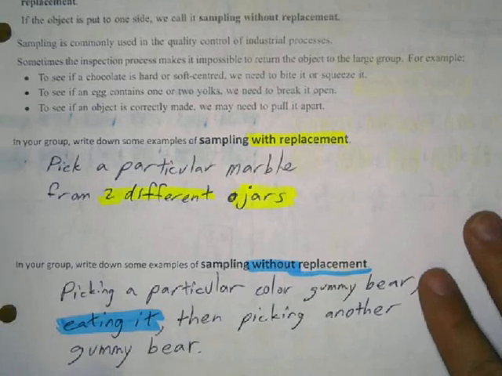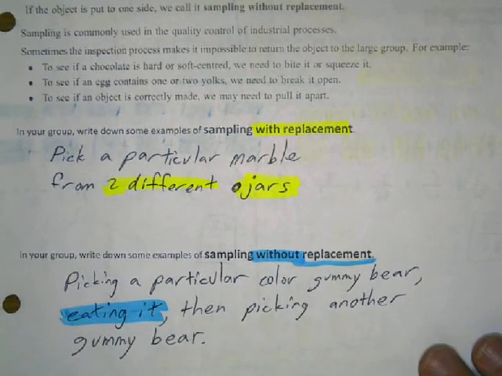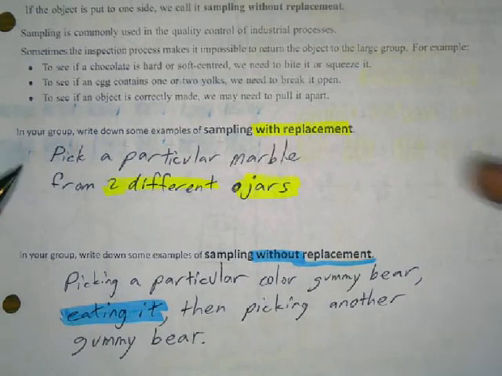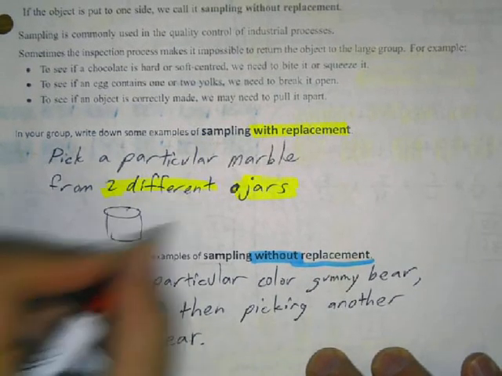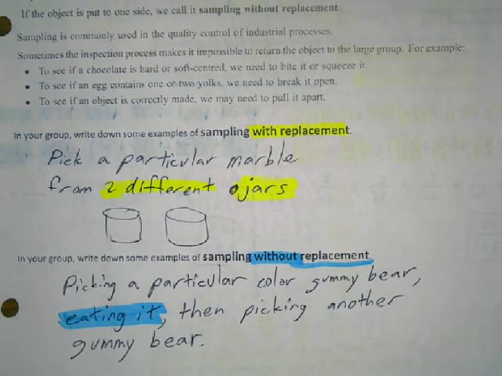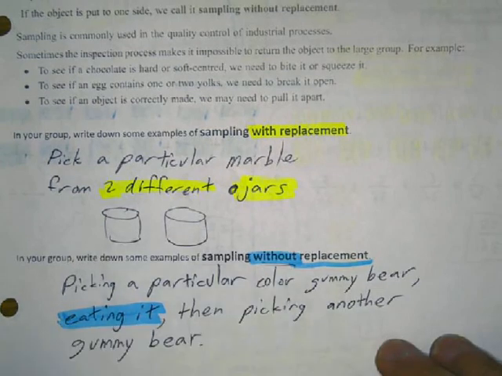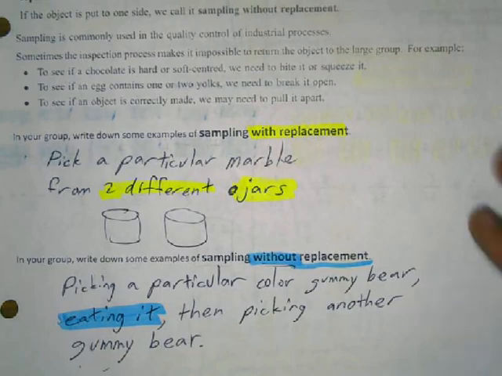Okay, some samples of with and without replacement. You may want to hit pause and copy this down. With replacement, if we use 2 separate jars, or if we just pick a card, put the card back, and then that's with replacement. Without replacement is like, for an example, if we eat a gummy bear and now we've got 1 less gummy bear. That's without replacement. You may want to hit pause and copy this down.